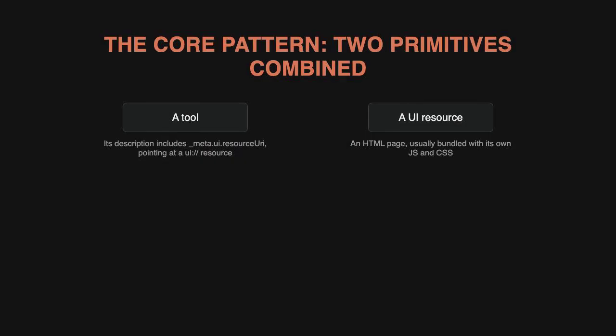Everything comes down to two existing MCP primitives combined in a new way. A tool whose description includes a meta.ui.resource URI field, pointing at a ui:// resource. And that resource is an HTML page, usually bundled with its own JavaScript and CSS, that the host renders in place of plain text output.